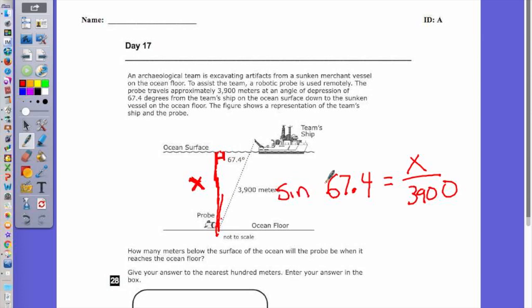David, you did it backwards, which is fine, because you did the cosine of the other angle. In your calculators, if you do sine of 67.4 times 3,900, I believe you get 3,600. So that's why the answer is 3,600. David still got 3,600 because he used that other angle, 22.6, and then the cosine of that.